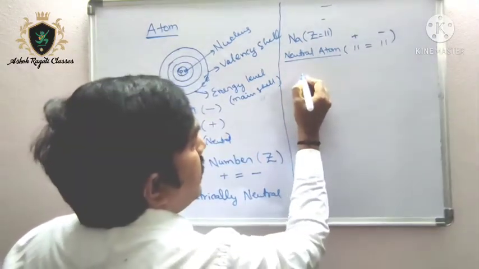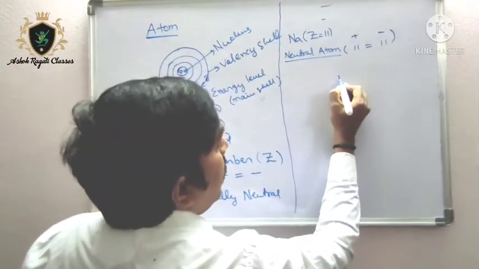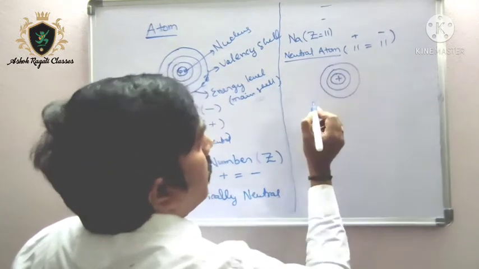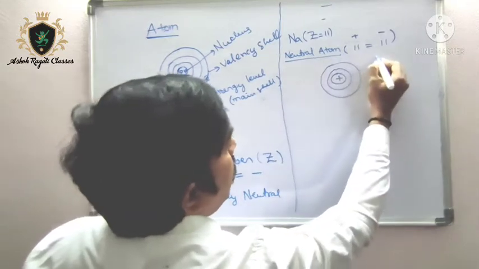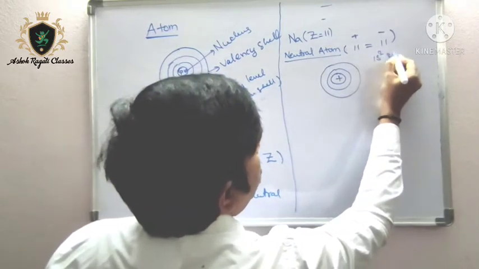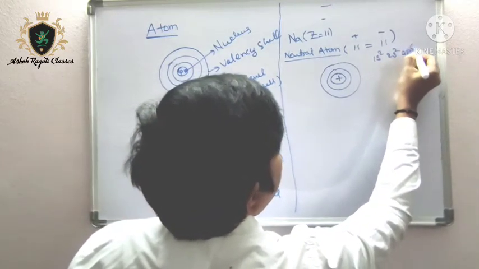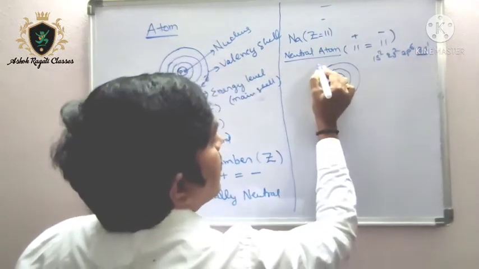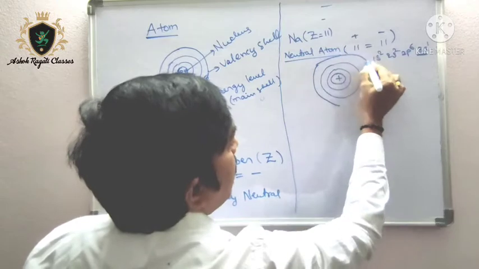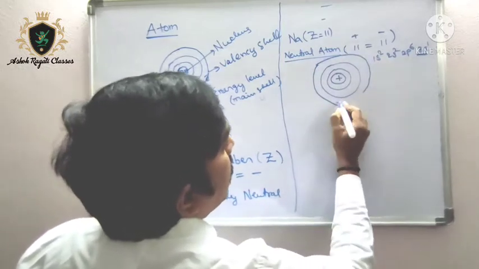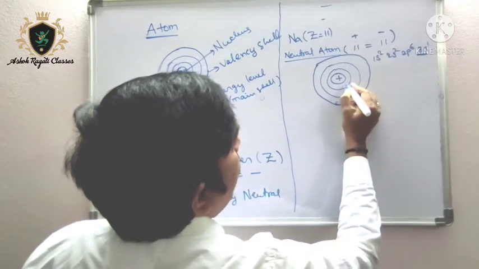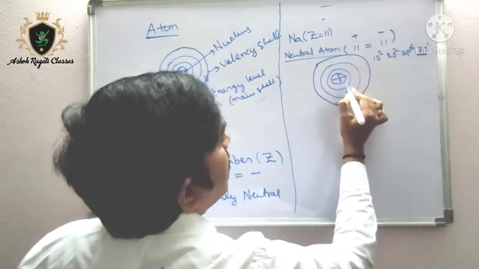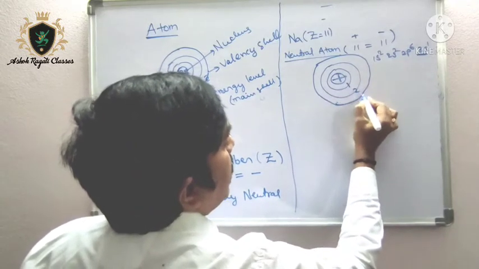If you draw the electron distribution of sodium: 1s2, 2s2, 2p6, 3s1. So here the third shell is the valency shell. Let us assume this is the nucleus, the first shell, second shell and third shell.